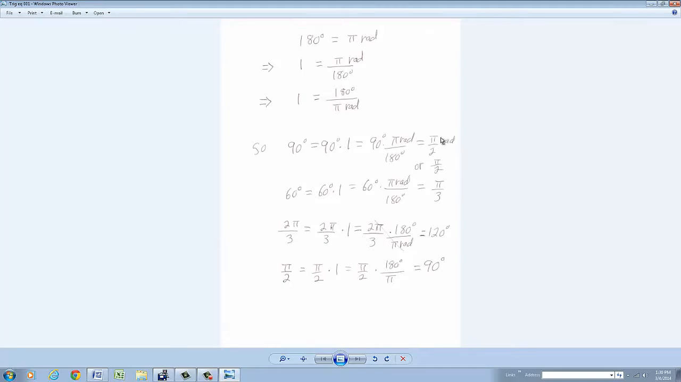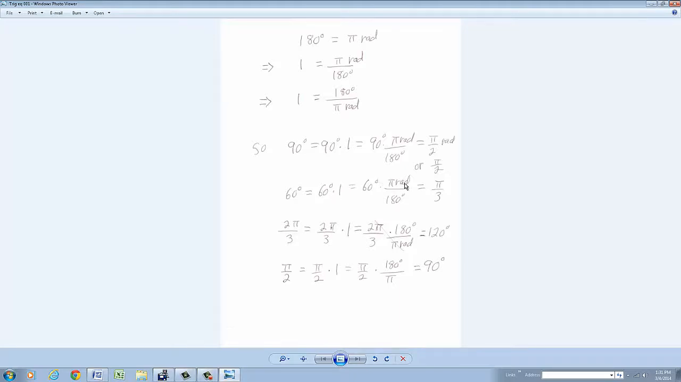The radian is what we call a pure unit. You can leave it, or you can leave it out. Okay, so most of the time we just write pi over 2. Instead of saying pi over 2 radians, we just say pi over 2. The radian is understood. Another example, 60 degrees is the same as 60 degrees times 1.